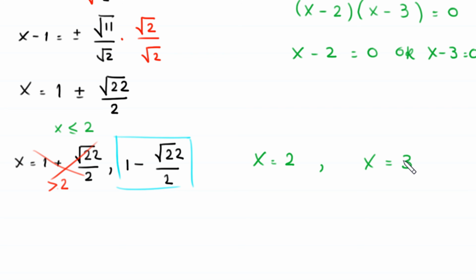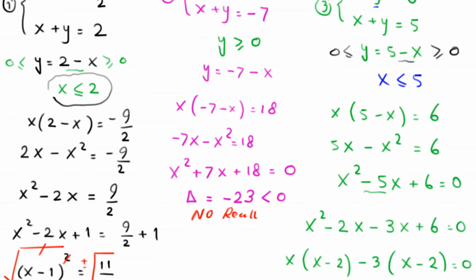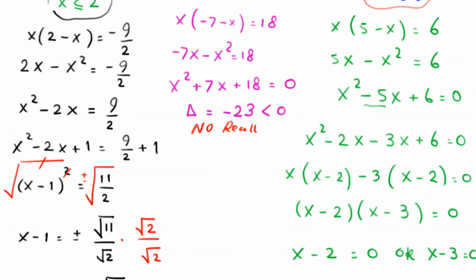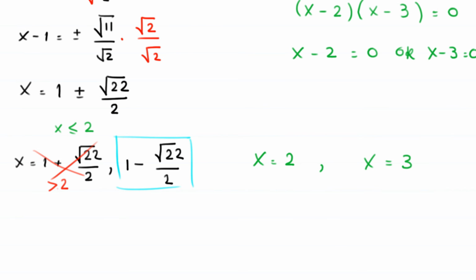And the domain for this case is x must be less than or equal to 5. So this 2 is less than 5, this is a valid solution, and 3 is less than 5, this is also a valid solution. So we have 3 solutions for this equation: 1 minus root 22 over 2, 2 and 3.